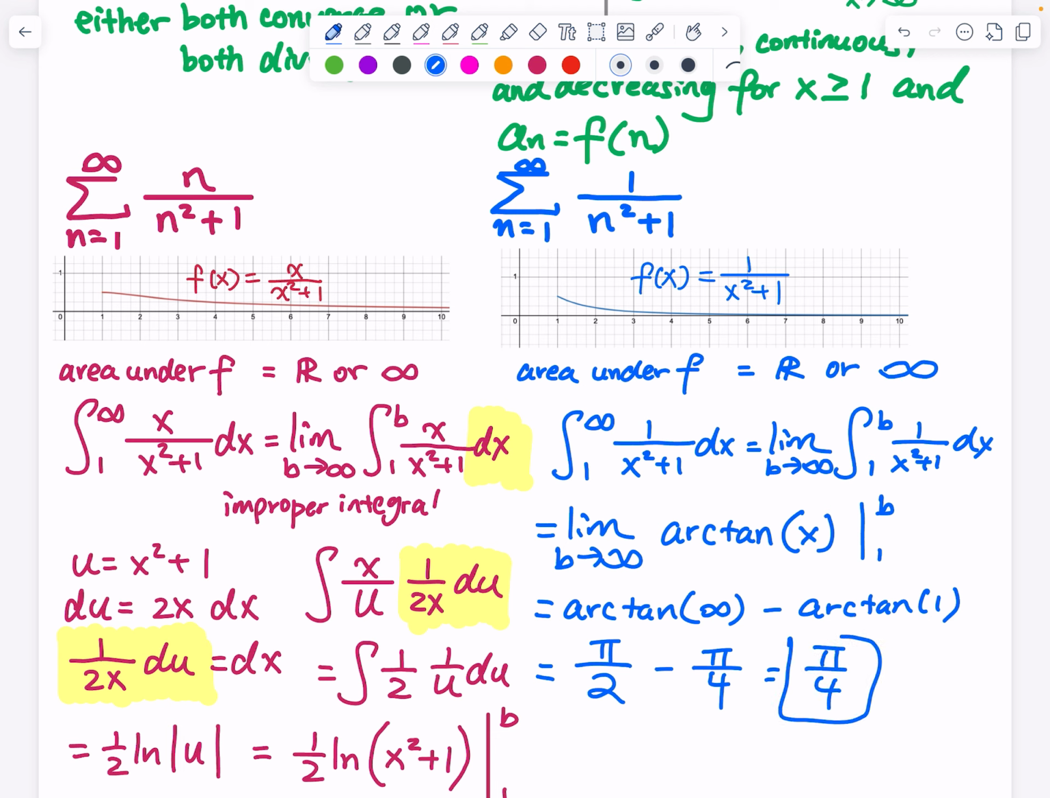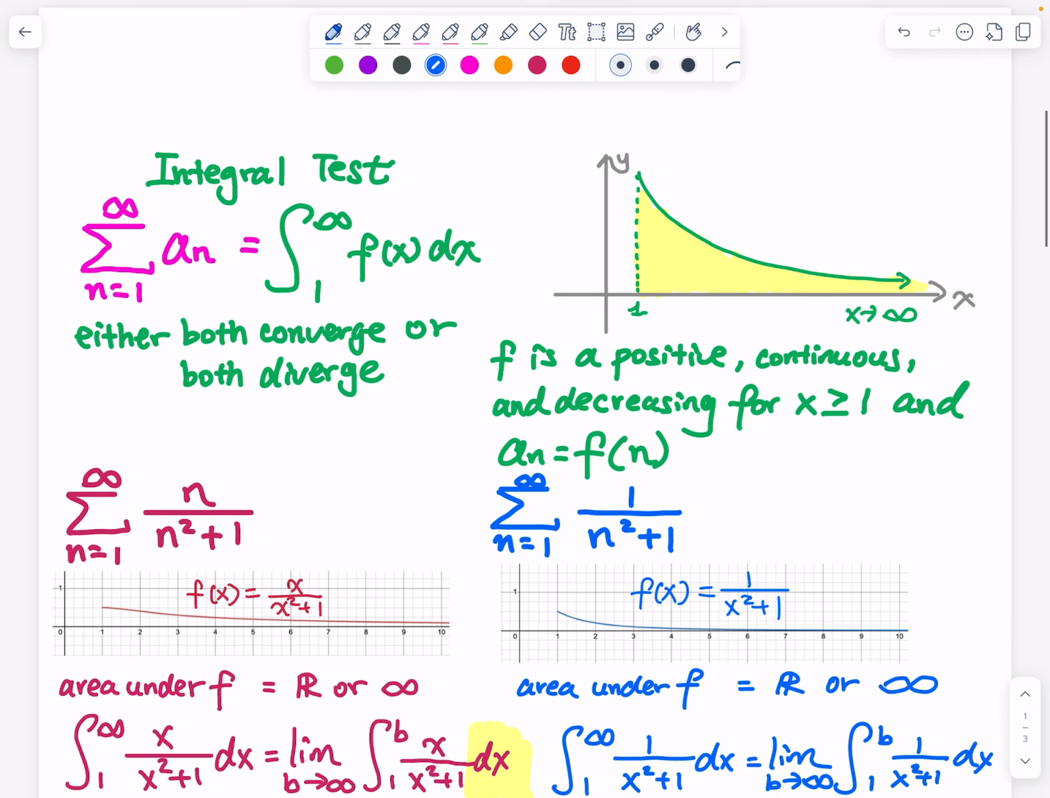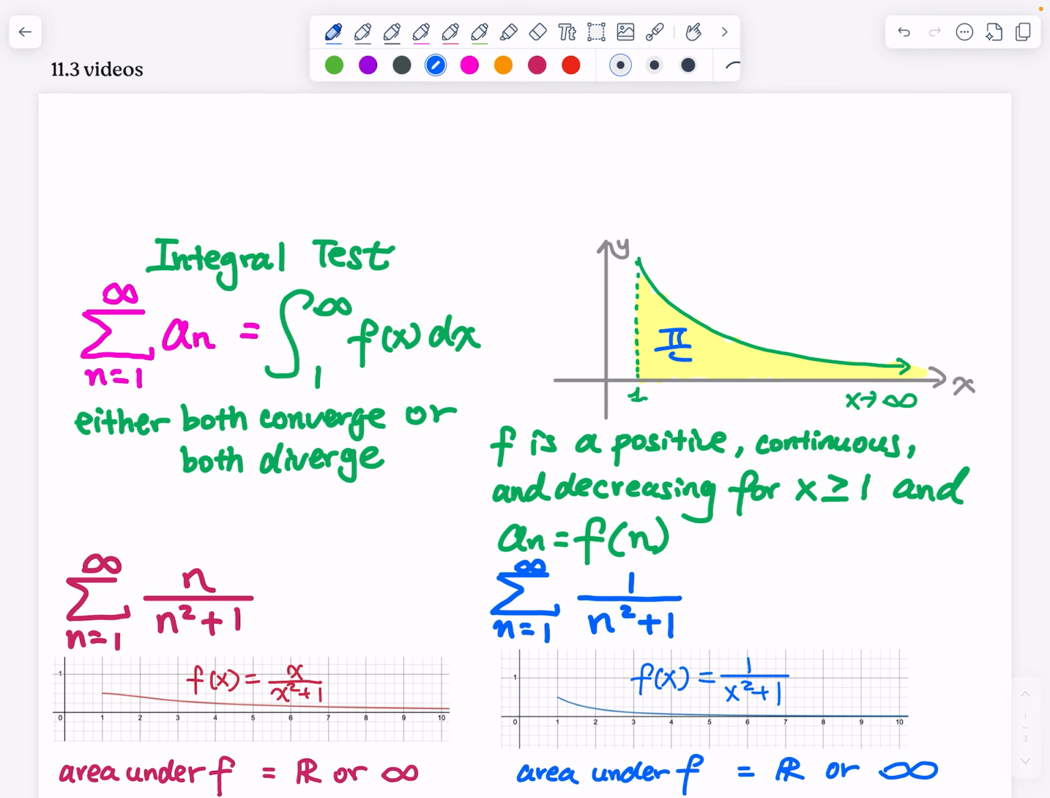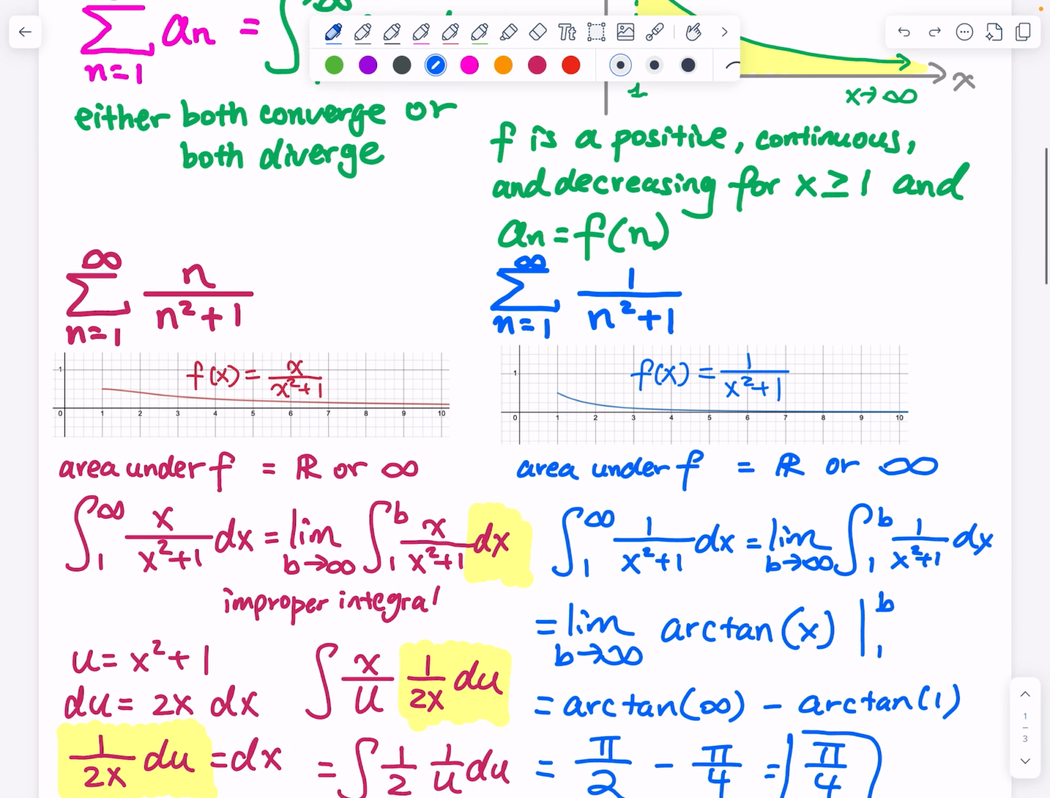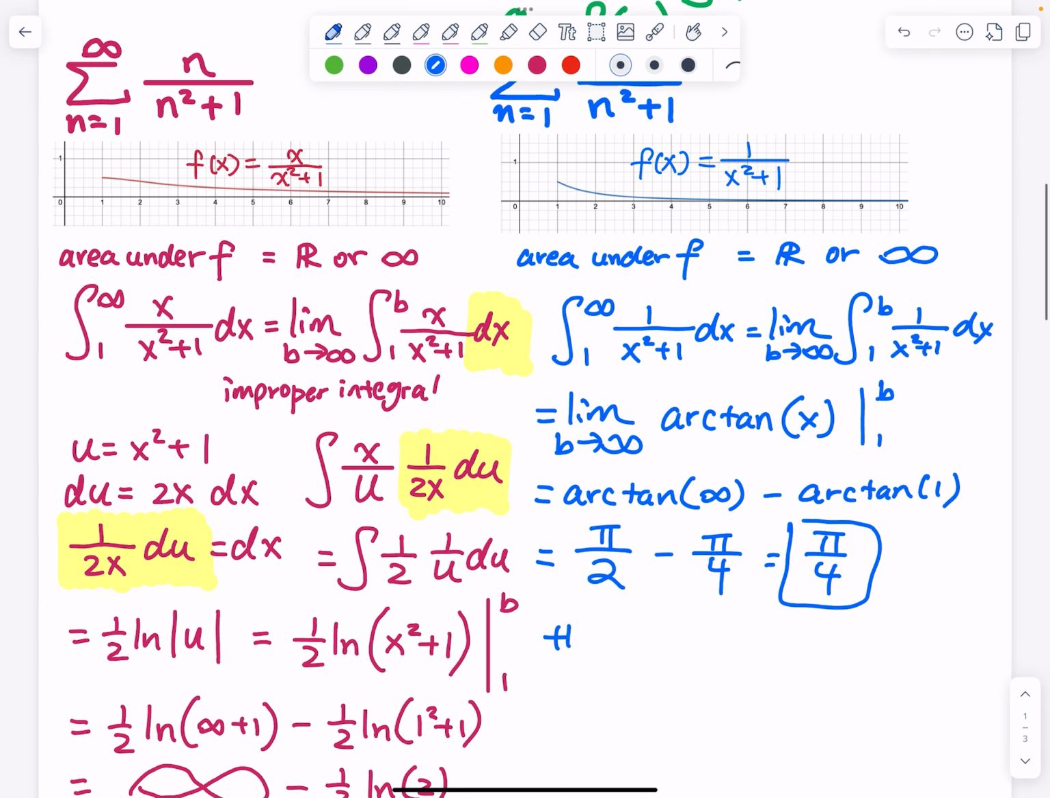So equal to pi over 4, what does that mean? That means this area is equal to pi over 4. So the sum of this series is equal to pi over 4. You are adding up infinitely many terms and the sum is equal to pi over 4. Therefore, the series converges by the integral test.